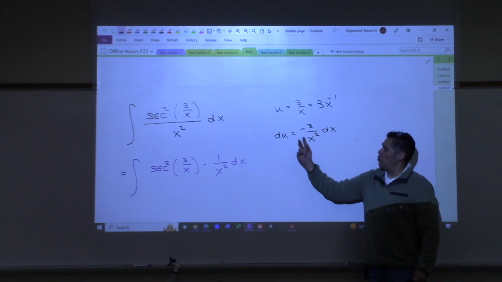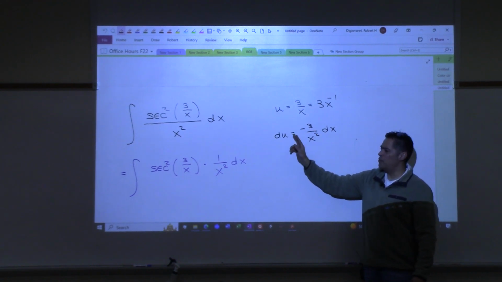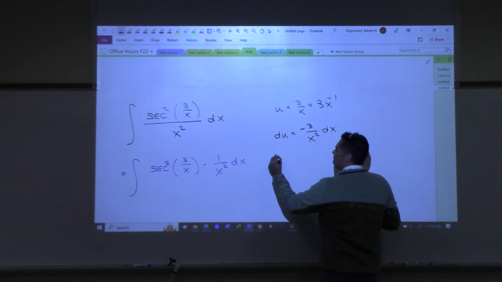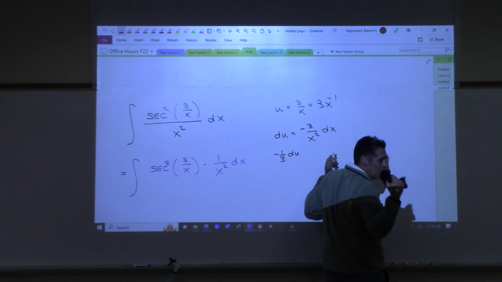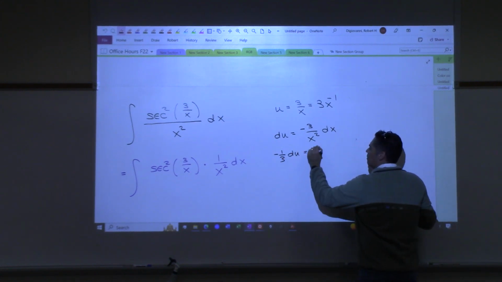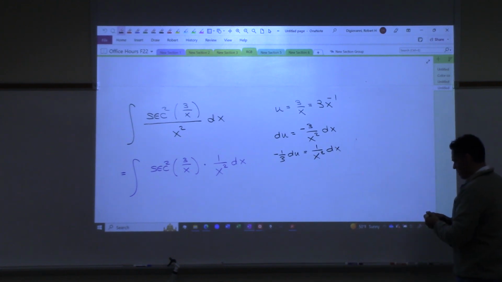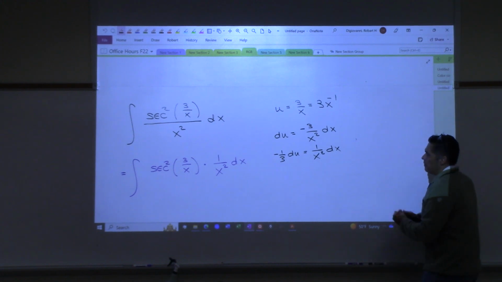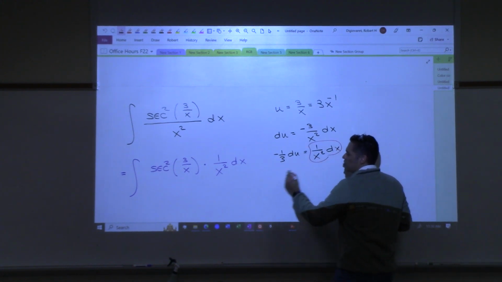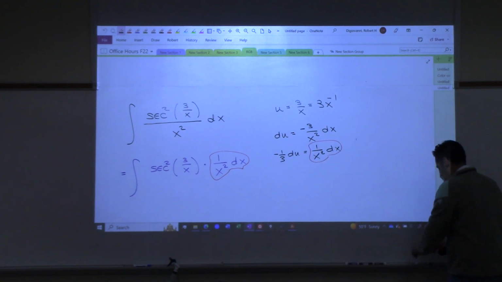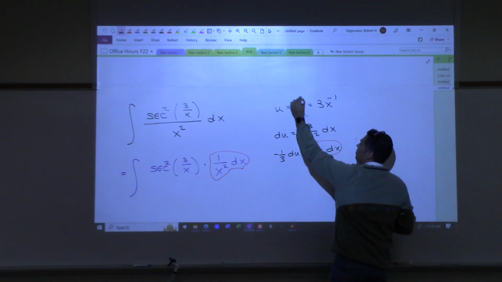Well, I'm going to just work with this, though. I'm going to get rid of the negative 3 here by multiplying both sides by negative 1/3, or divide both sides by negative 3, however you want to look at it. I'm going to do multiplication by negative 1/3 du, which will eventually come out, okay? And then that'll turn into a 1 over x squared dx. See, this is just like a matching game. We're trying to get things to match up, right? That matches. And then, of course, this right here was our u.